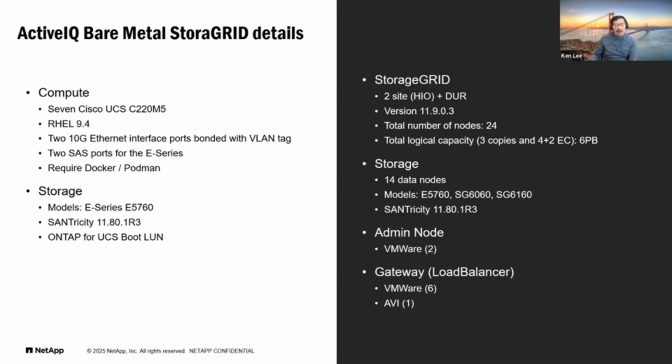Because we started this grid as a single site, we are using erasure coding of 4+2 for any objects less than 200K. We do 3 copies locally. The grid has a capacity of 6 petabytes. Total number of storage nodes is 14. We have 2 VM admin nodes, 6 gateway nodes, and 1 external Avi load balancer gateway. I will go through the reason why we started with a bare metal storage grid and about the admin nodes that we have, why we have so many.